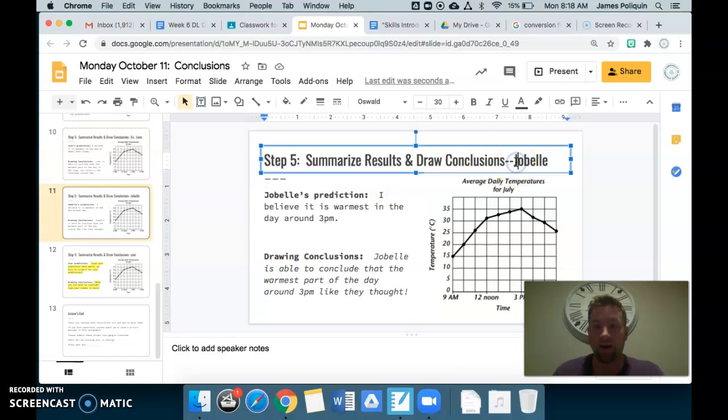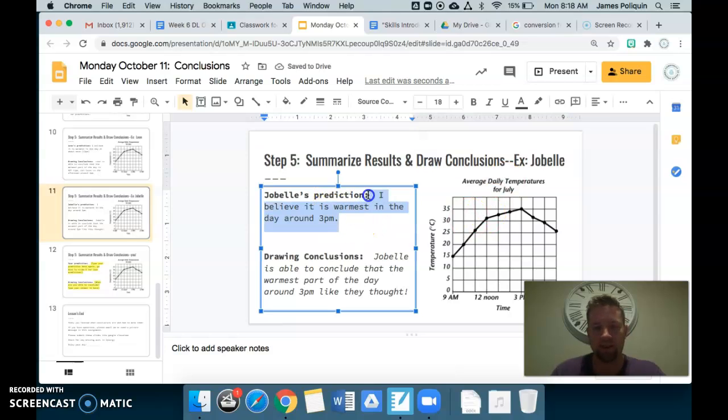Now, Jobel has their experiment too. Jobel predicted: I believe it is warmest in the day around 3 p.m. What is Jobel able to conclude? Jobel's able to conclude that the warmest part of the day is at 3 p.m., just like they thought. So the data supported their prediction. That is what Jobel is able to conclude.